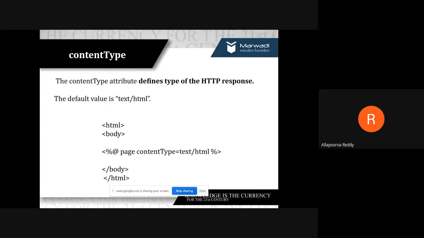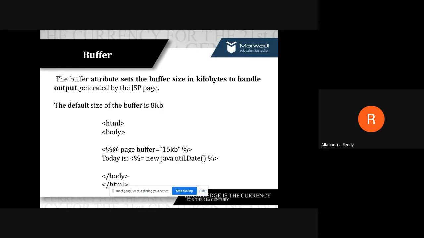And what type of directive? Page directive. And what is my attribute name? Content type is equivalent to the content value, which can be either text or HTML. Like this I can use it and get content back. This is my second attribute.